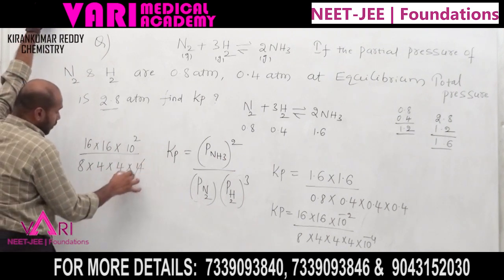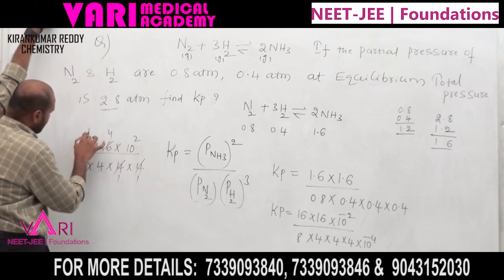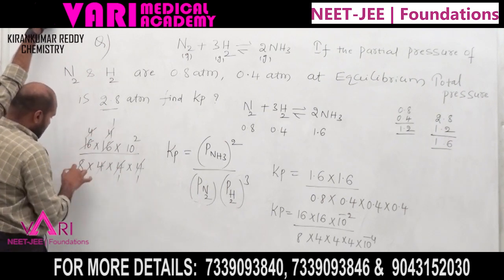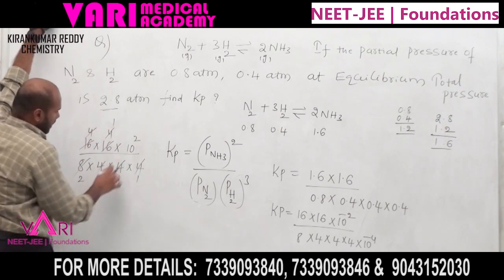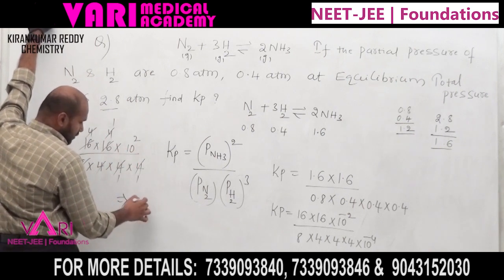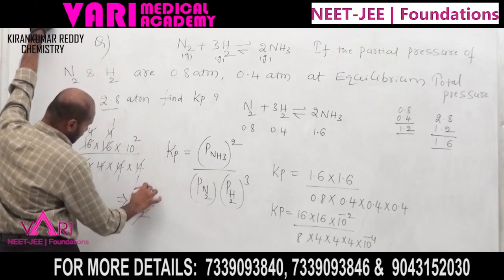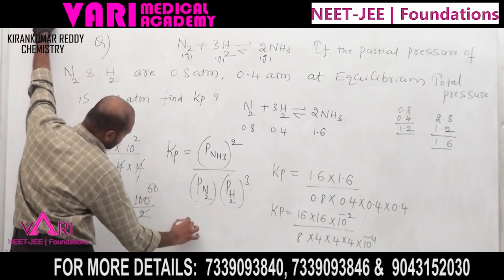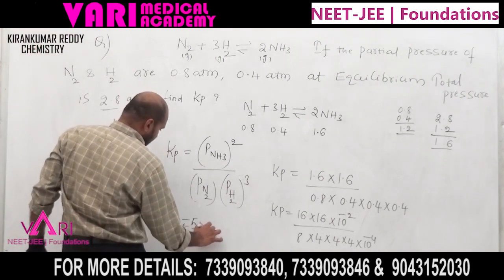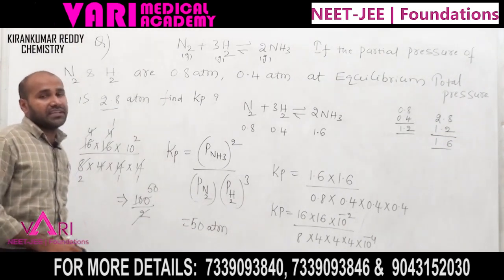Now 4 ones are 4, 4 fours are 16, cancel. Here also 4 ones are 4, 4 fours cancel. Now 4 ones are 4, 4 ones are 4, 2 fours are 8. Now here 10 to the power 2 means 10 into 10, 100, divided by 2, that is equal to 50. What is the answer? Kp is 50 atm, atmospheric pressure. This is 50 atm.